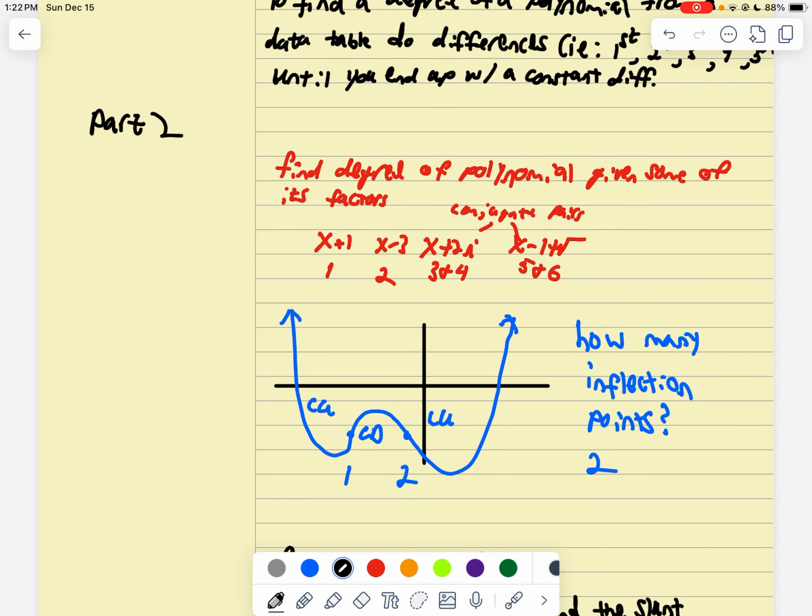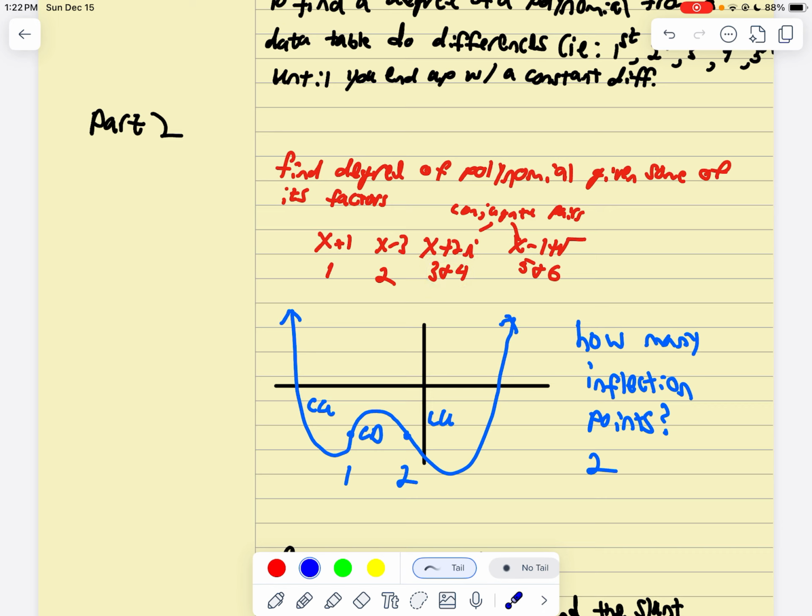All right, the degree of a polynomial given some of its factors. They'll give you some factors like this, right? There we go. So they'll give you some of the factors like this. Those are real zeros. So you got 1, 2 factors there. Then they'll give you possibly an imaginary zero, which means you have to remember the conjugate. So when you see an imaginary zero, complex zero, then you know there's actually 2 zeros there.